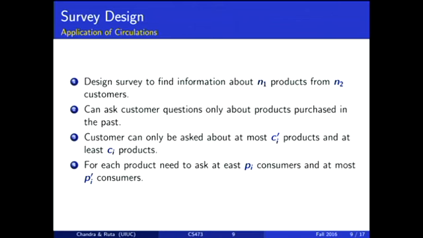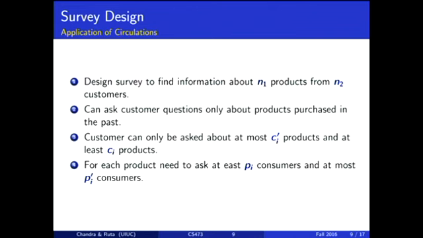Now the question is this: can we design a survey, knowing the graph of which product was bought by which customer, which satisfies these constraints? Can we build surveys for the customers such that a customer is only asked questions about products they bought? They should not be asked more than their upper bound number of products, and not less than their lower bound. And each product is in the survey of at least this many customers, and no more than that many. At most that, and at least this much.